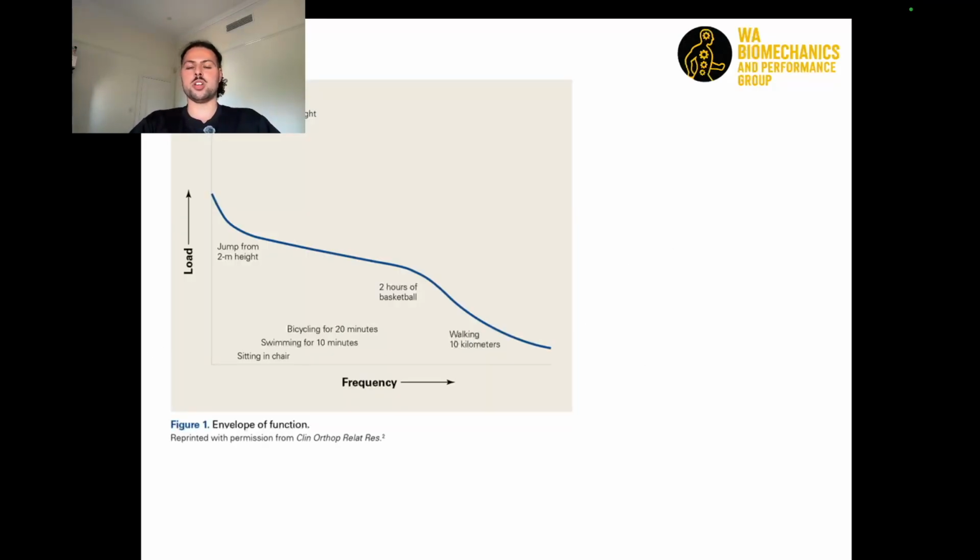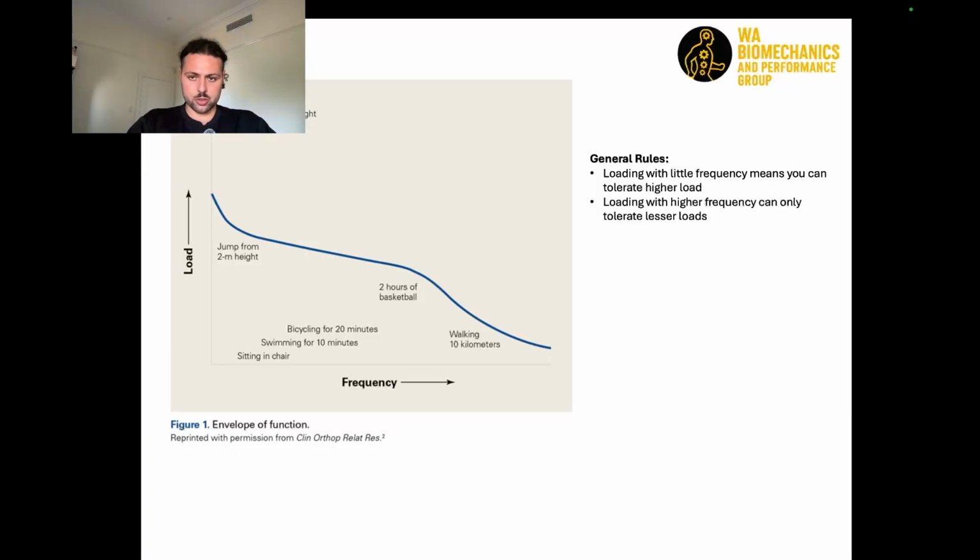And here's an example in terms of knees, right? Some examples of activities. The general rule of the envelope of function is that if we load with little frequency, you can tolerate higher load activities. But if you load with higher frequency, you can only tolerate lesser loads. So if we think about some of these activities, on the left-hand side, quite high up, we have jumping from a 2-meter height. You can probably tolerate a few of those, but if you start to accumulate that, you're probably going to start to exceed the envelope of function, aren't you?